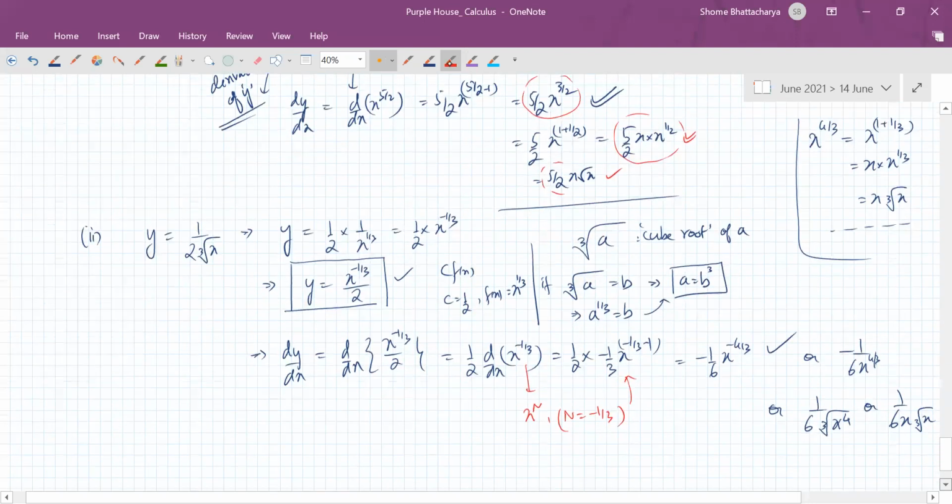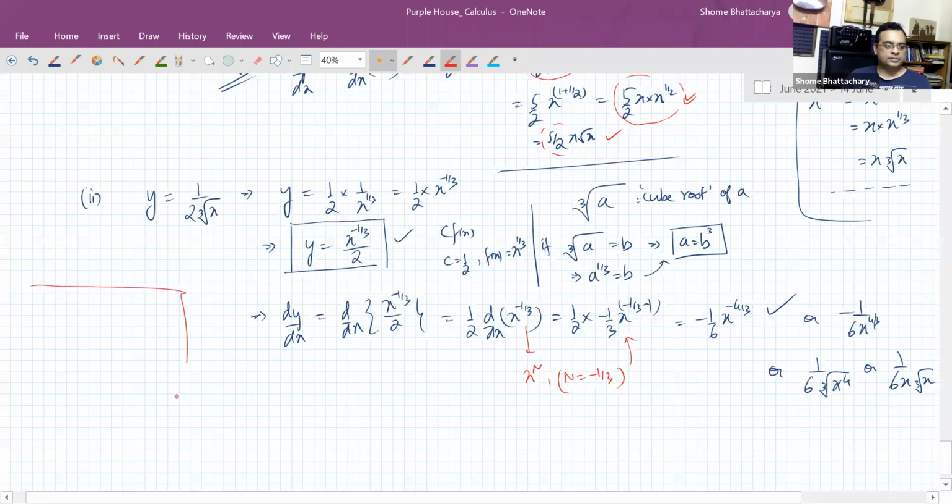Okay, so actually there is a hidden step over there: x to the power a by b can be written as x to the power a whole to the power 1 by b. So that's why x to the power 4 by 3 can be written as x to the power 4 whole to the power 1 by 3. So that is cube root of x to the power 4.